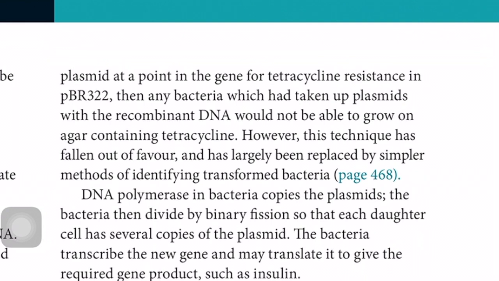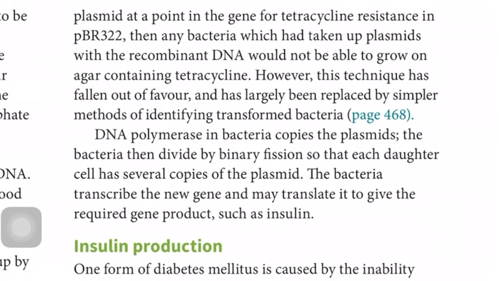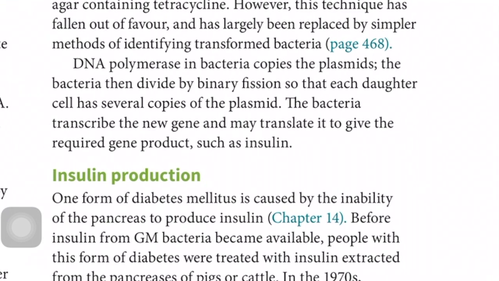However, this technique has fallen out of favor and has largely been replaced by simpler methods of identifying transformed bacteria. We will see that later. DNA polymerase in bacteria copies the plasmids. The bacteria then divide by binary fission, so that each daughter cell has several copies of the plasmid. The bacteria transcribe the new gene and may translate it to give the required gene product, insulin.